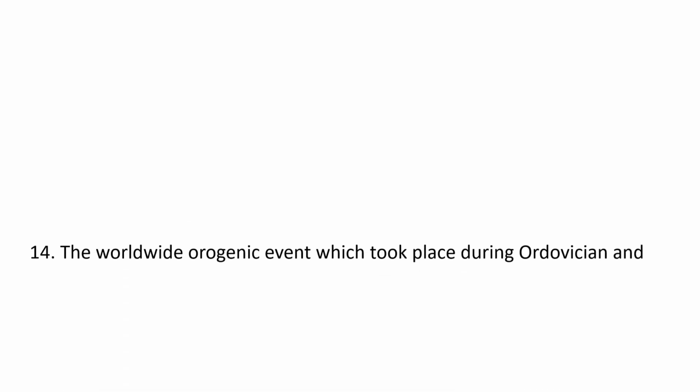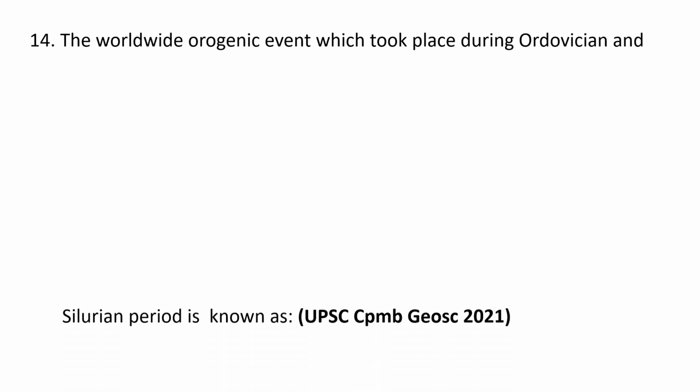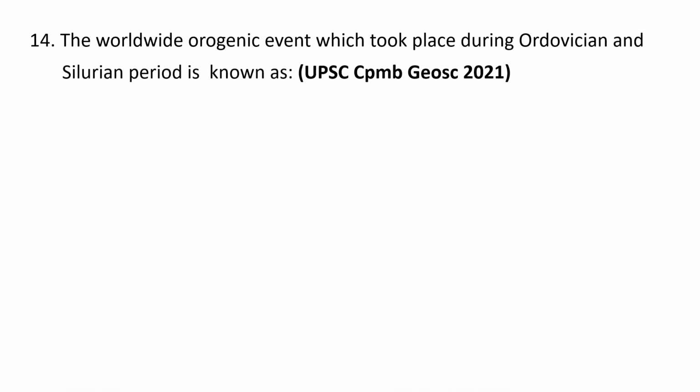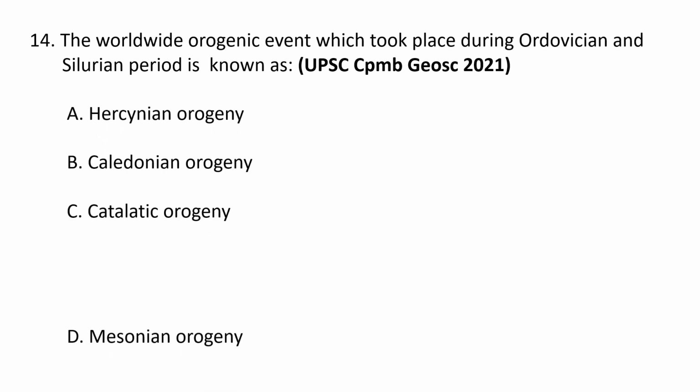Next question. The worldwide orogenic event which took place during Ordovician and Silurian period is known as. So what was the worldwide orogenic event which occurred during Ordovician and Silurian period? So the choices are A. Hercynian orogeny, B. Caledonian orogeny, C. Cataclysmic orogeny, and D. Mycenaean orogeny.